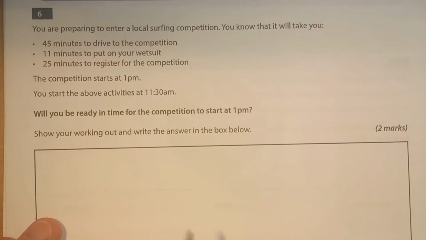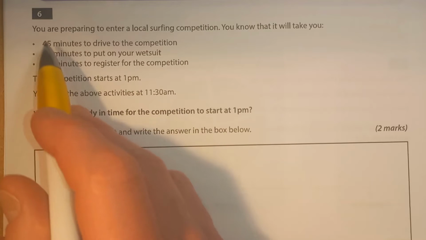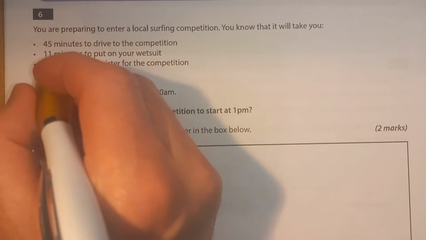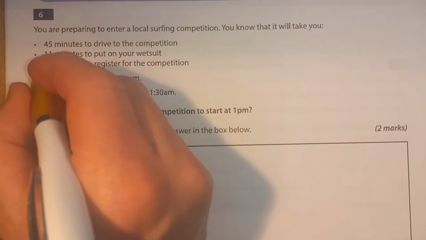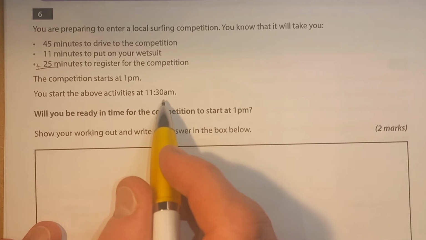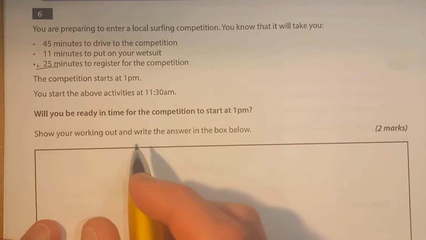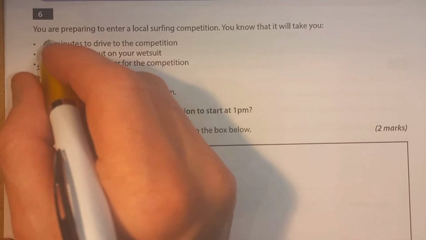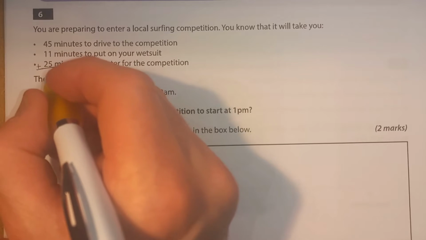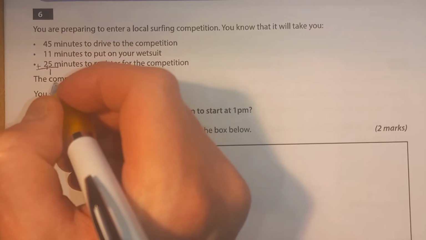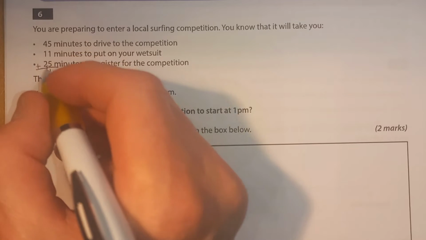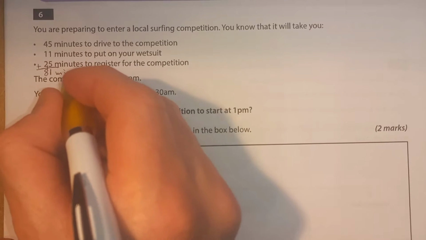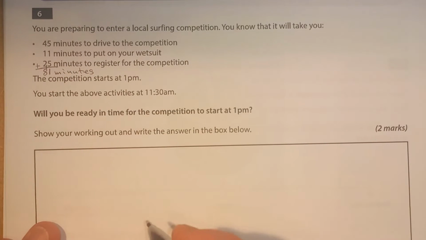So there's two main ways you could do this. You could start with 11:30 and then add on each of these times as you go. Or the way I'm going to do it is I'm actually going to add all of these numbers together to start with and then add that whole total onto 11:30 and see whether we get up to 1 p.m. So, well, 5 and 1 and 5, but I can see 5 plus 5 makes 10. Plus 1 is 11. Carry the 1. 4 plus 1 is 5. Plus 2 is 7. Plus 1 is 8. So we've got a total of 81 minutes.